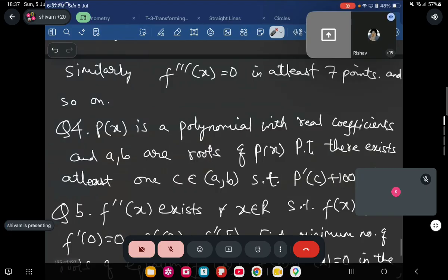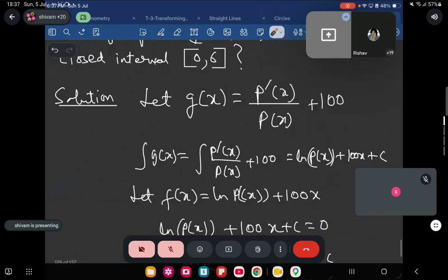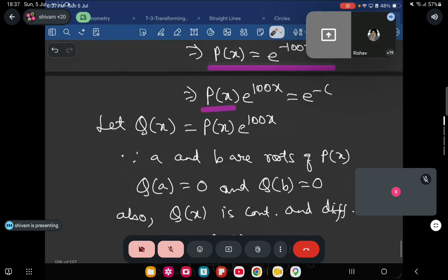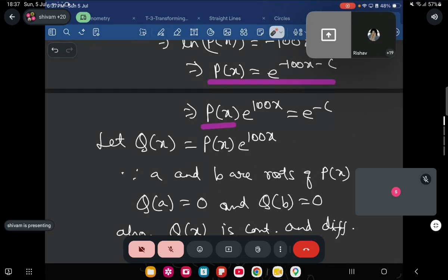Yes, sir. So from there I started creating the function. I took g of x equal to p dash x by p of x plus 100. Why? Because p dash x by p of x is integrable, ln p of x. Getting my point? Okay, and then I substituted to understand what can be the value of p of x. Understood? Tell me.